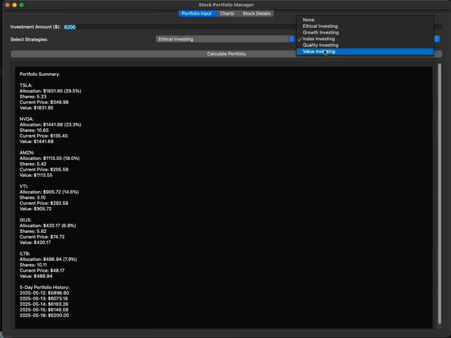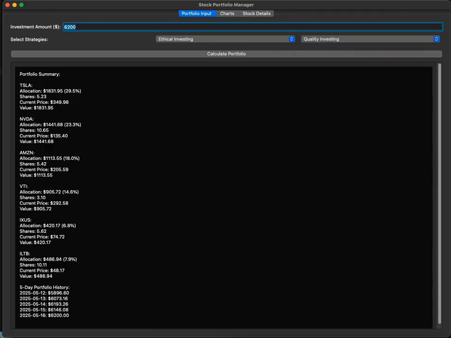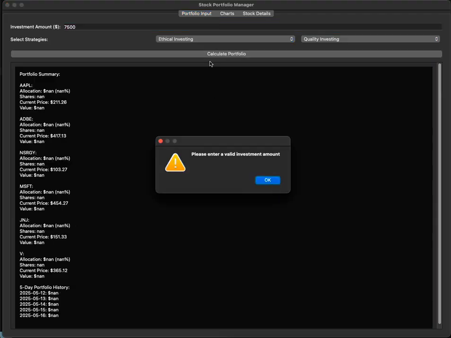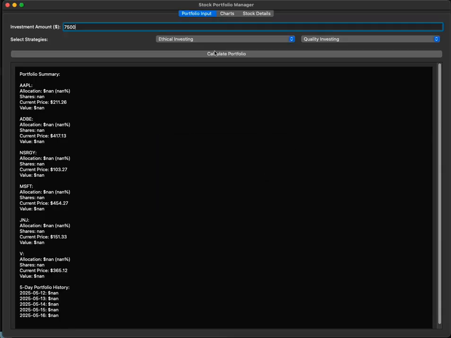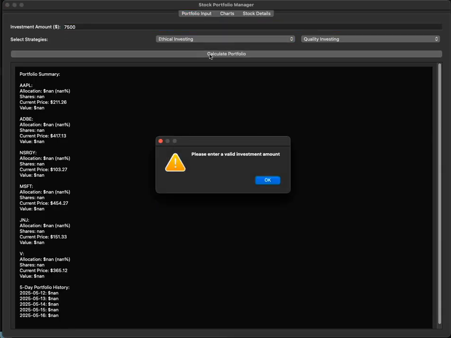Test case 9: Single strategy, value investing at $5,500. This minimum case involved just 3 stocks: BRKB, JPM, and PG. Allocations were 34.9%, 35.9%, and 29.2% respectively, rounded correctly. The graph started at $5,421 and returned to $5,500 on May 16, matching expected daily market behavior.